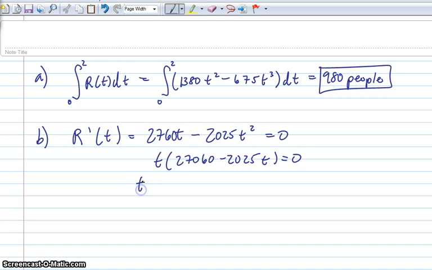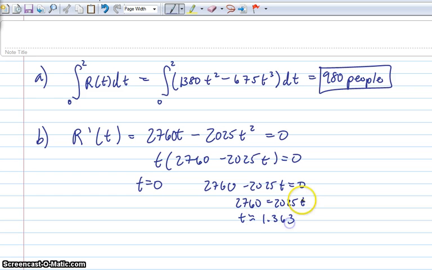So we get two possibilities. Time equals 0, which is an endpoint, so it's a possibility anyways. But then we also get 2760 minus 2025t equal to 0. Solve this, and you get another possibility, and you have to plug this into your calculator to figure out what it is, but it's about 1.363. So now this is a possible max or a min, so we have to test it.